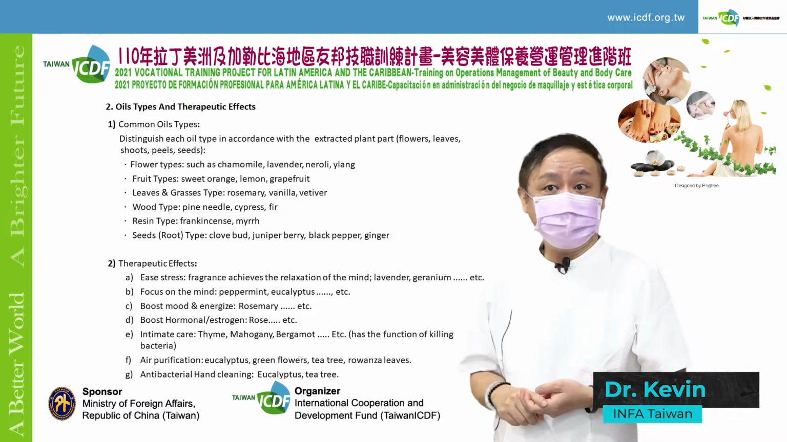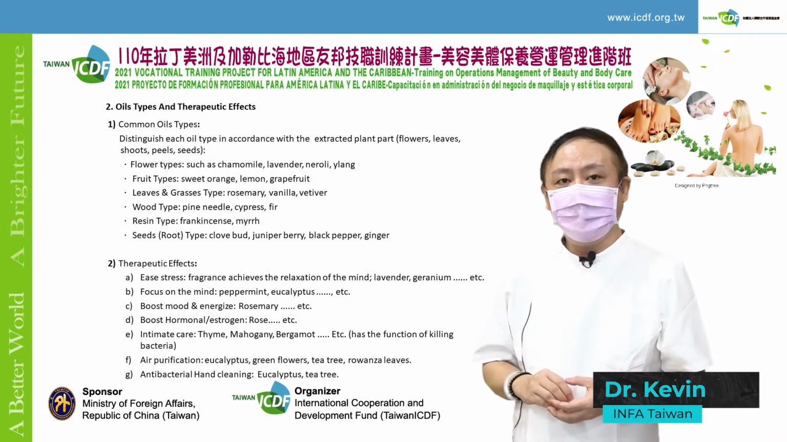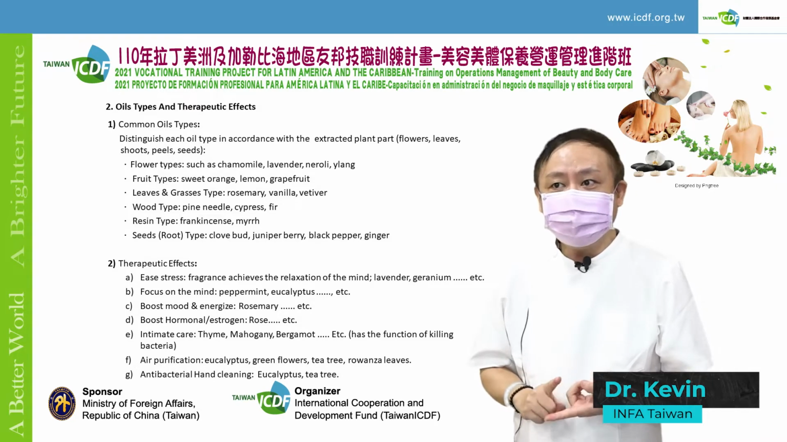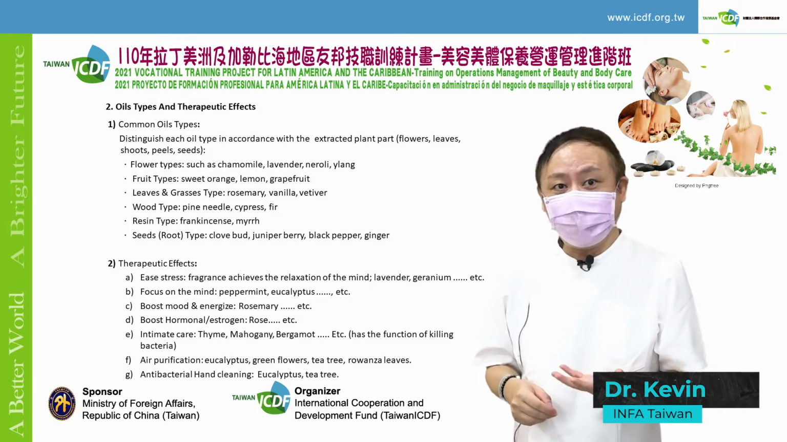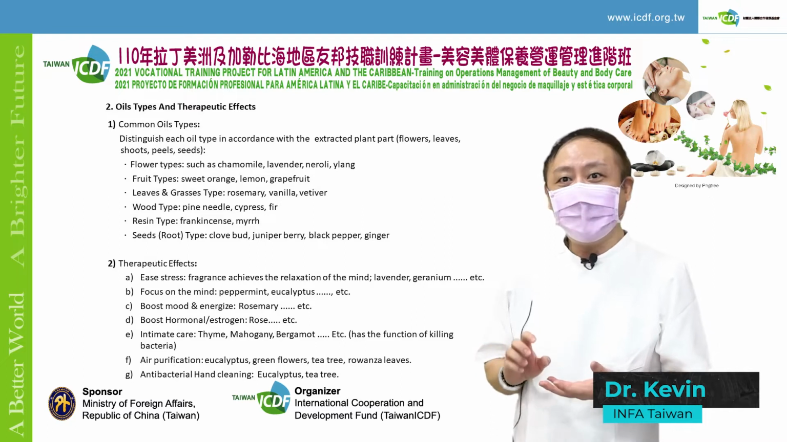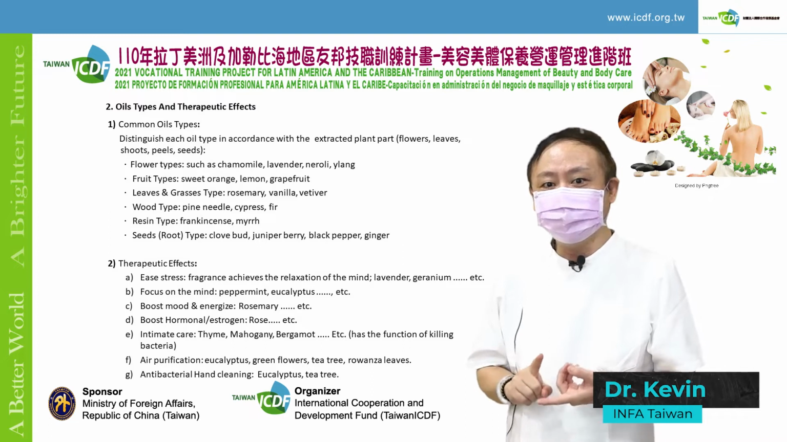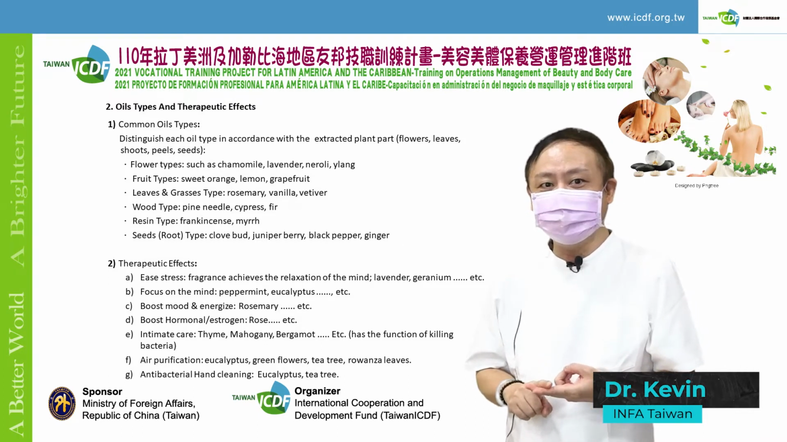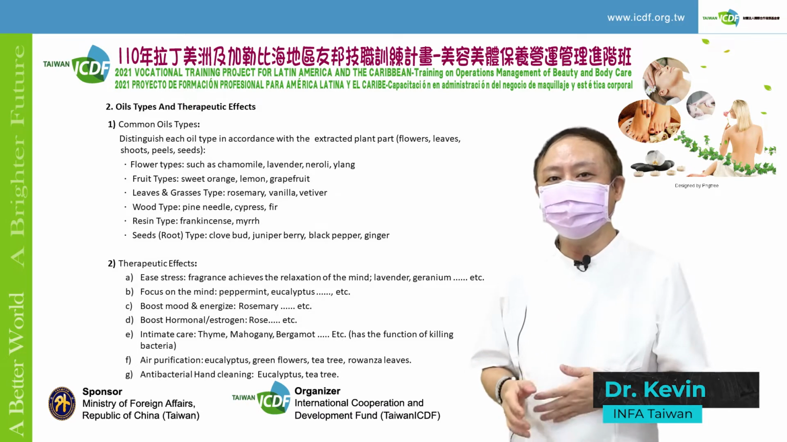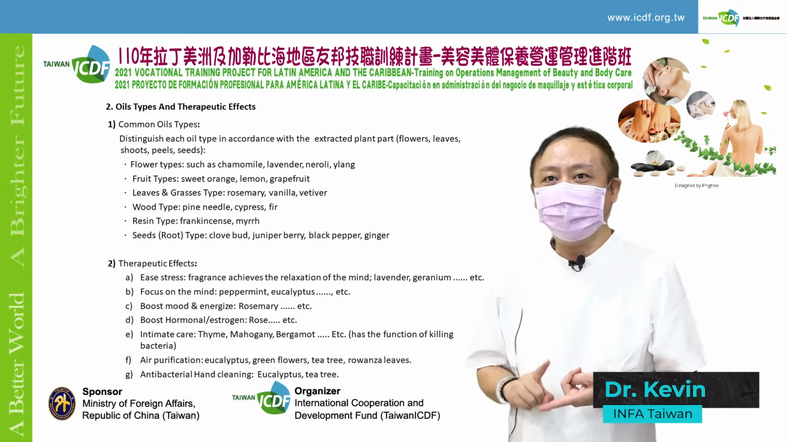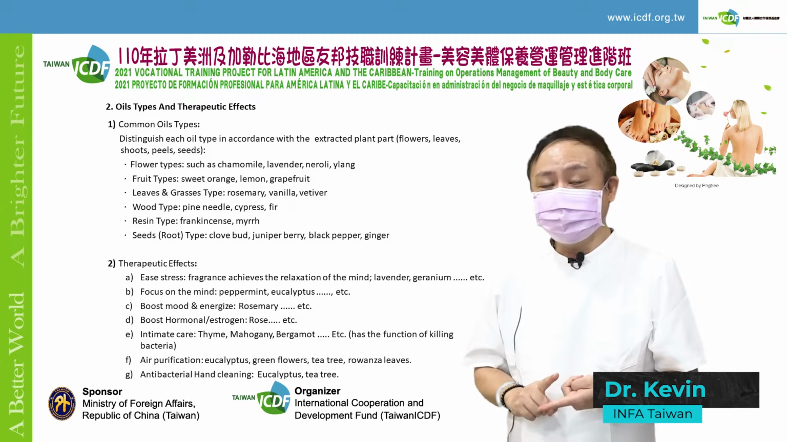And then for seed or root type essential oil, for instance, clove, juniper berry, black pepper, and ginger. Black pepper and ginger are something that you will see very often in food. For instance, you'll put some black pepper on your steak. So black pepper is a seed type. There are essential oils that are obtained from the seed, and ginger comes from the ginger root. So these oil types are based on flowers, leaves, shoots, woods, resin, and seeds.